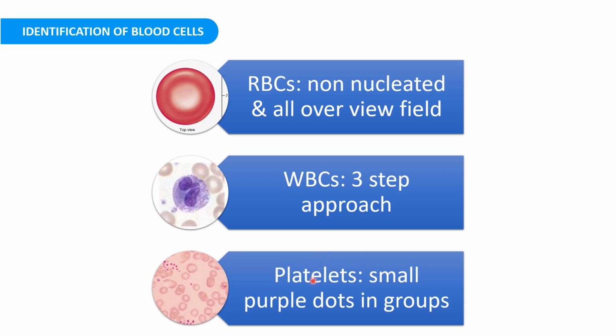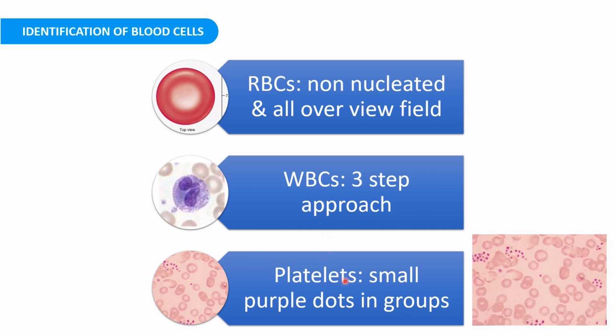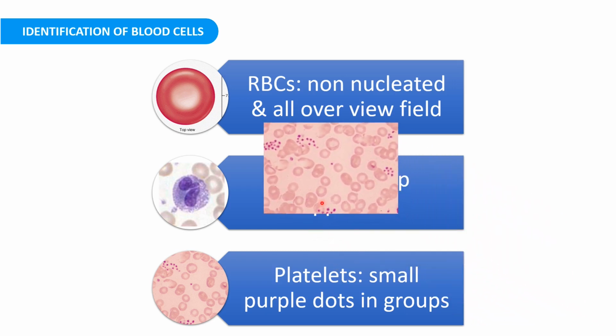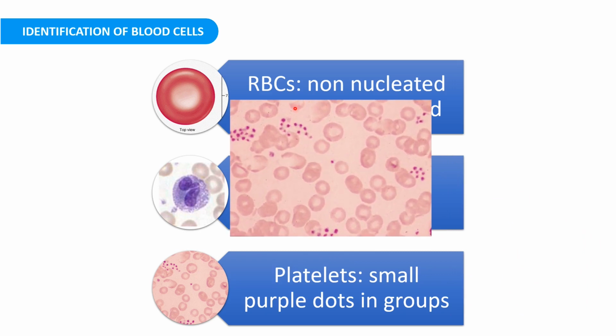Then comes the platelets. They are the small purple colored dots which are present in groups. So usually purple colored dots in groups are the platelets. So these 3 types of blood cells are present, but most important are the WBCs. But let's first find out the RBCs and platelets and remove them from our mind. Okay, so this view field shows that these red circles are the RBCs and these purple dots are the platelets.